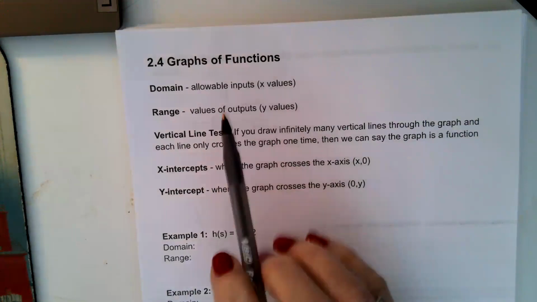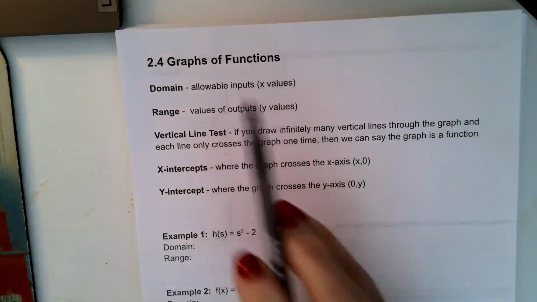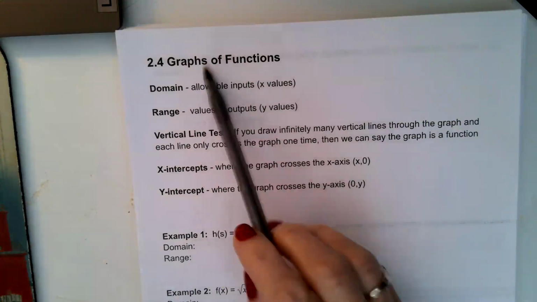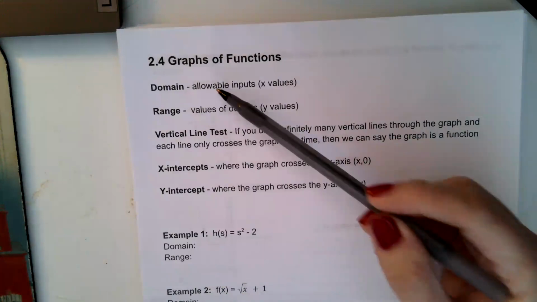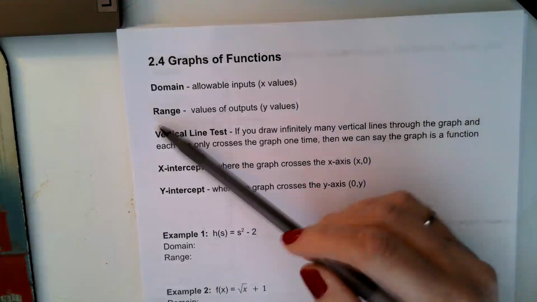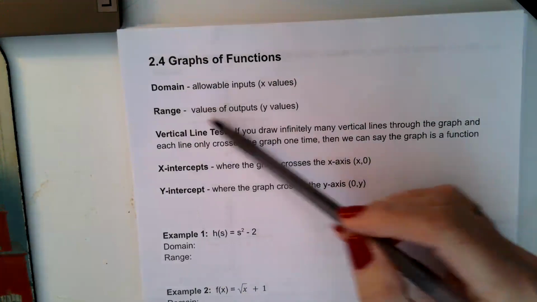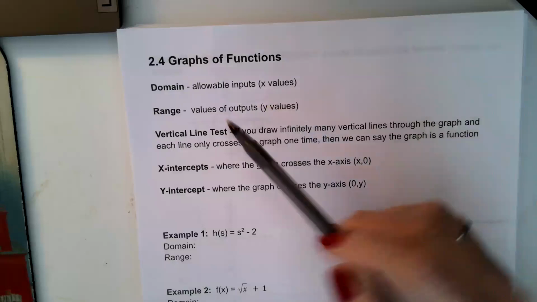So I mentioned in 2.3 that there were four ways to tell if an equation was a function. And the fourth way is using a graph. So just a reminder that the domain are all of the allowable inputs. We usually use X to denote those. The range is the values of all the outputs of the function, and we usually use Y to denote those.